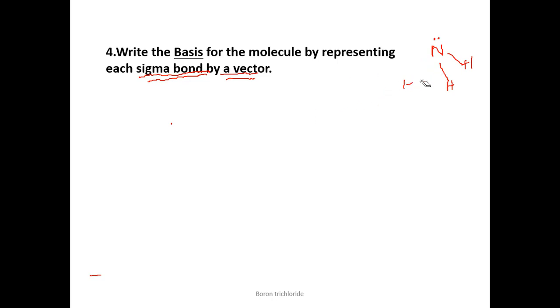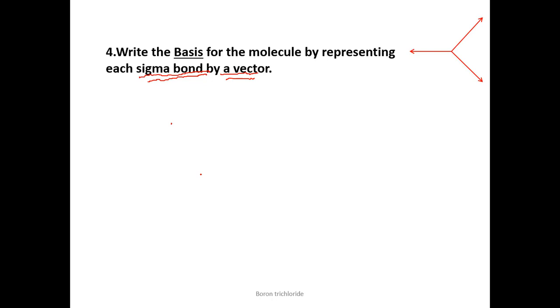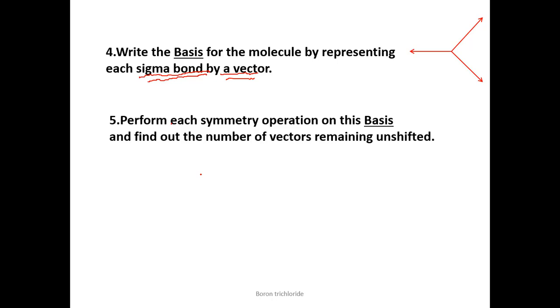Now, if you look at the structure of BCl3, you will find 3 boron chlorine bonds, all single bonds, so all sigma bonds, and so there should be 3 vectors to represent that, like this. This is the basis. After writing the basis for the molecule by representing each sigma bond by a vector, you have to perform each symmetry operation on this basis.